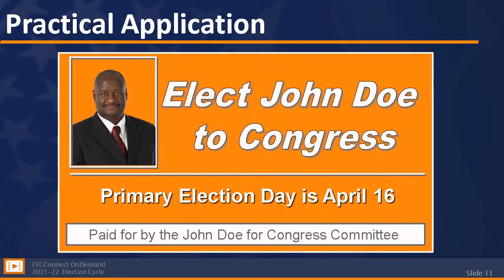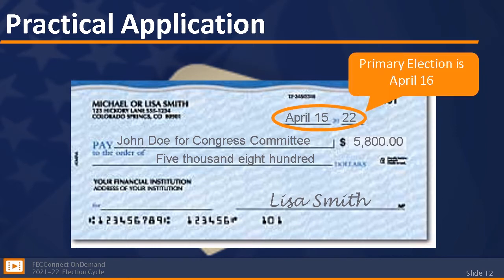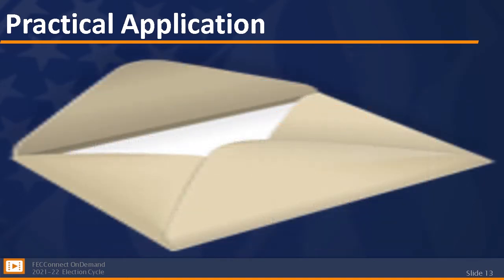Let's look at an example involving the John Doe for Congress Committee. The candidate's primary will be held on April 16th. A few days after the primary, John's campaign receives this check in the mail. The check is not designated and is dated April 15th, the day before the primary. Does that mean this contribution should count against the donor's primary election limit, or should it count toward the general since the campaign received the check after the primary?